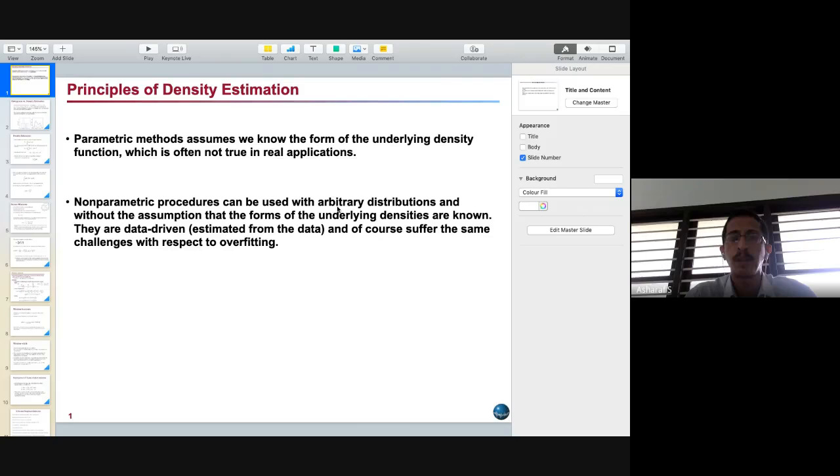That's a parametric model. The other class is called non-parametric, where you don't know the form. There are arbitrary distributions. I don't know the form of the distributions, and we don't make any assumptions on the form of the distribution. The underlying density functions are unknown, and we don't have any idea about them. How do we proceed in such cases?